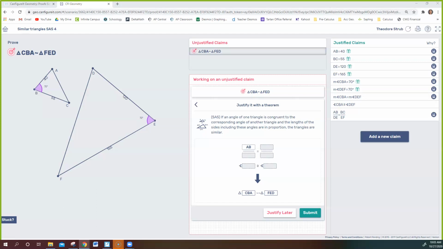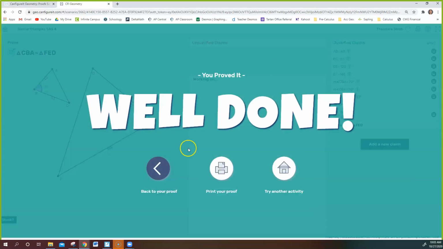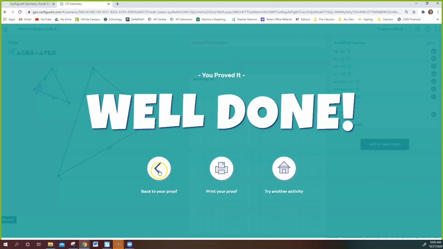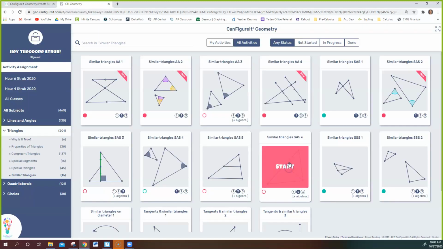I'm going to start with AB over DE, and again, that's small side to small side. And then it was BC over EF. And then the angles, I had to prove they were congruent. So I'm going to take the congruent one, not the equal one. And that should be enough to prove my triangles are similar.